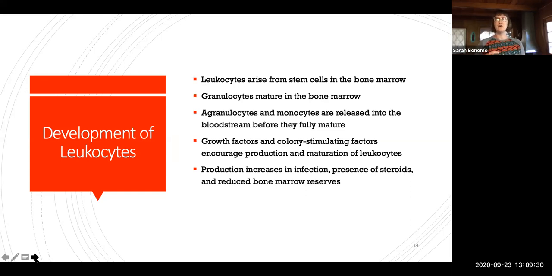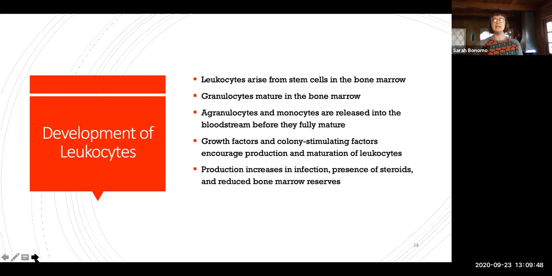So if the body experiences a decrease in red blood cells, whether it's numbers or lack of oxygen to the tissues, it's going to release erythropoietin, which is that colony stimulating factor. It's going to tell us to make more red blood cells.